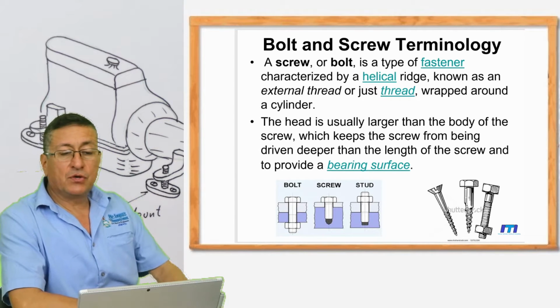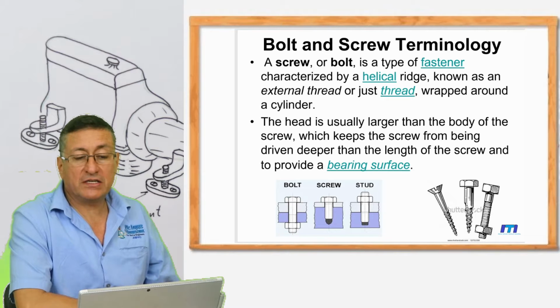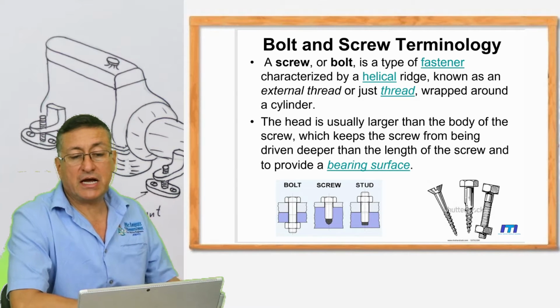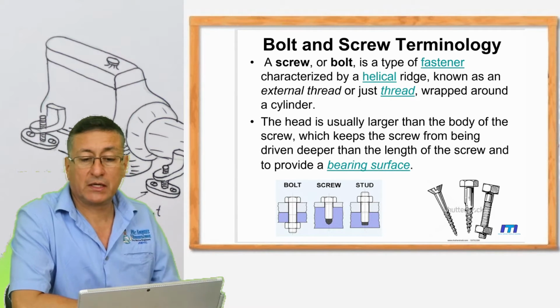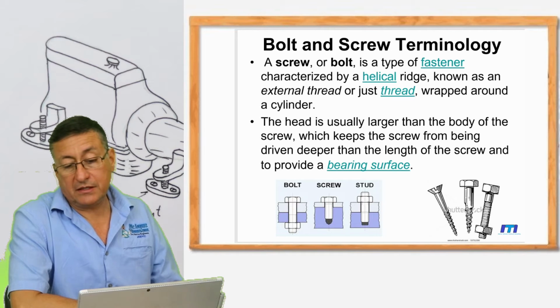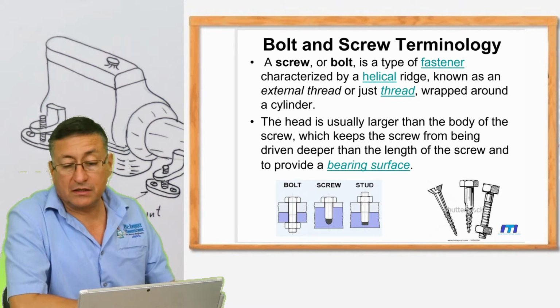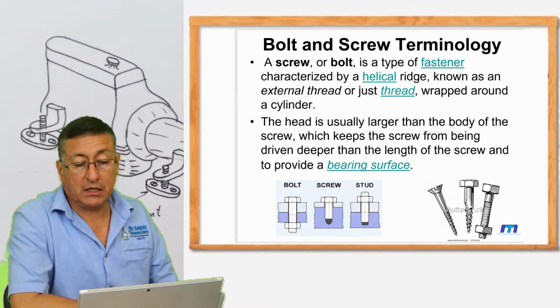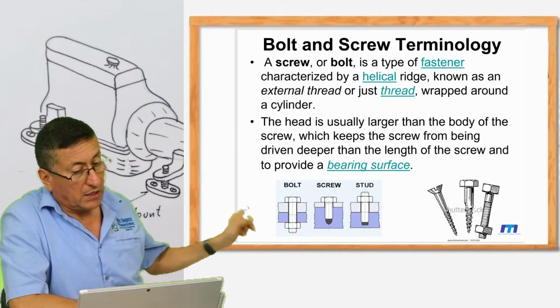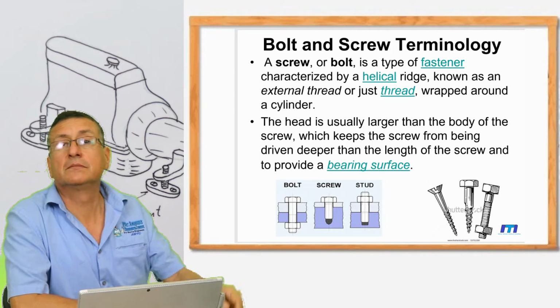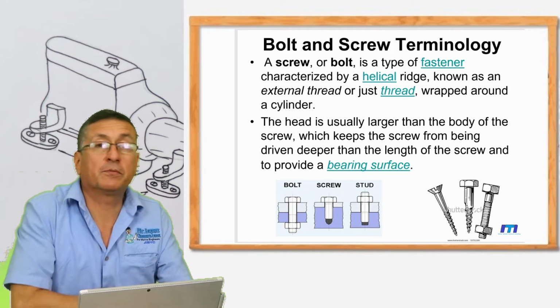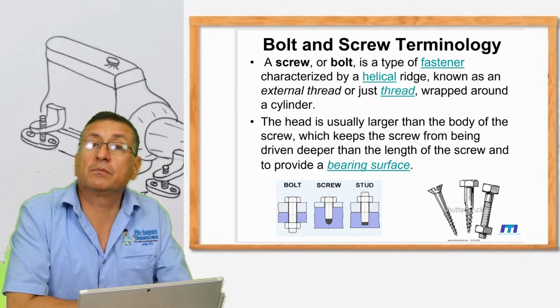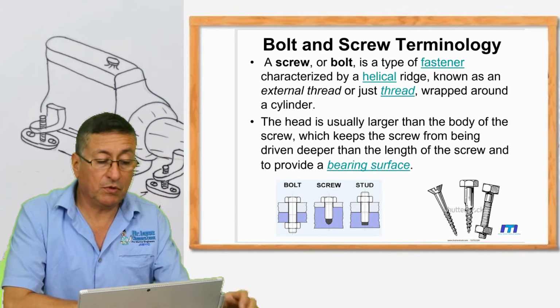Yes, a screw or bolt is a type of fastener characterized by a helical ridge. Alright, and this is in the bottom corner, the difference between screws and bolts, and bolt, screw, and stud. Yes, in the next explanation with Mr. Rodriguez, we are going to explain the main difference between both of them.